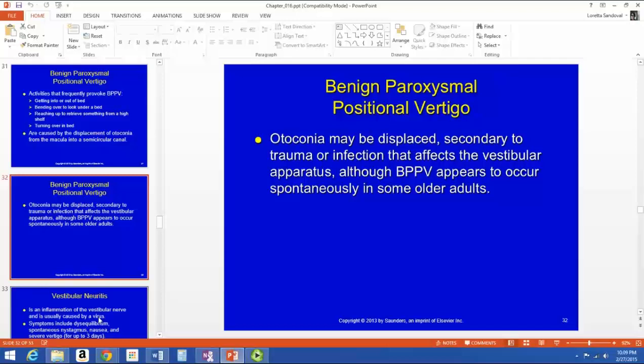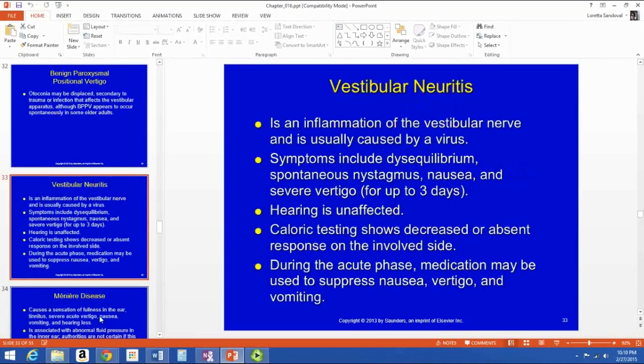They decide which technique they're going to use to reposition those otoconia, and BPPV is one of those ones where it can be cured in one PT session. Sometimes people need two, but most of the time one is all they need. So it's pretty cool. Vestibular neuritis, it's an inflammation of the vestibular nerve, usually caused by a virus.